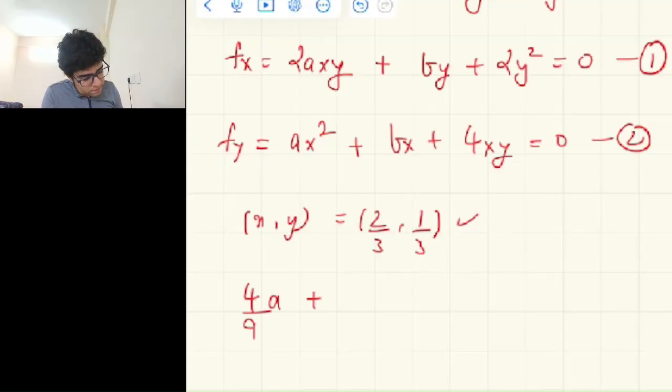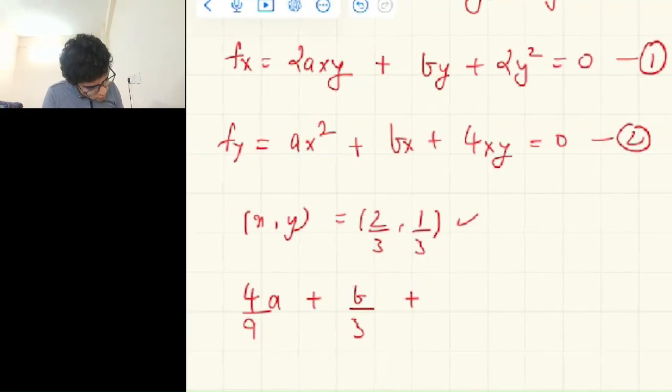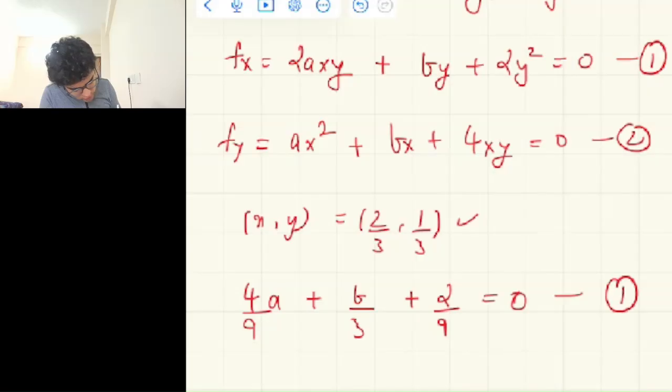Now by. Sorry, y was 1 by 3. So b into 1 by 3, b by 3. Yes. Now 2y square. So we already know that y is 1 by 3. So 2 into the square of 1 by 3 would be 1 by 9, right? So 2 by 9 equals to 0. So this is our first equation actually, or let me just write 3 in front of this, right?